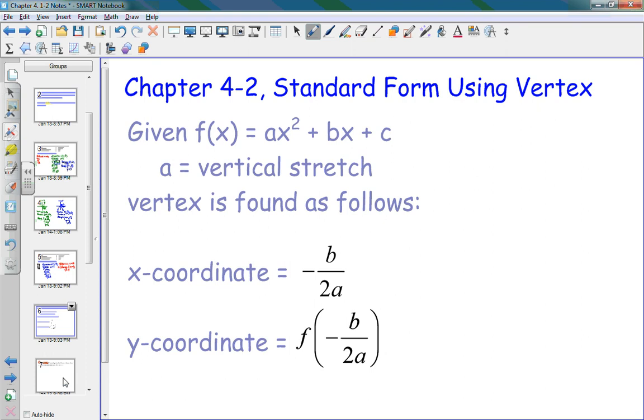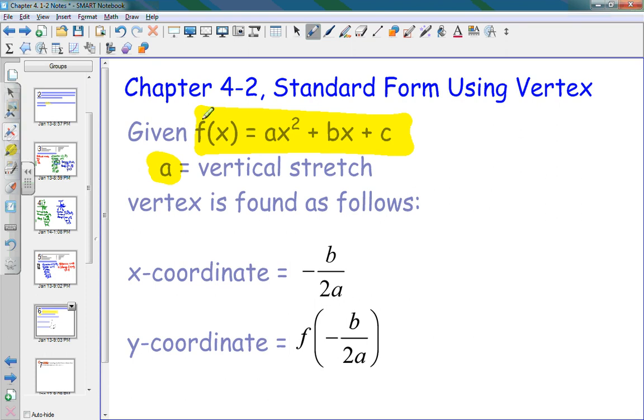Given f of x is equal to ax squared plus bx plus c. This is your lovely new definition of a parabola. You used to have the standard form of y equals a times the quantity x minus h squared plus k. Now we have ax squared plus bx plus c. Now, a is still going to be your vertical stretch or compression factor, okay?